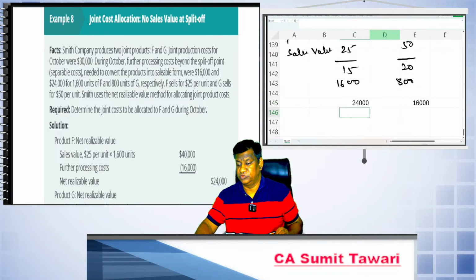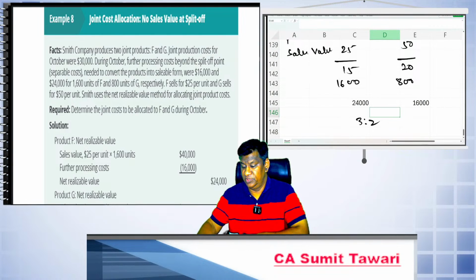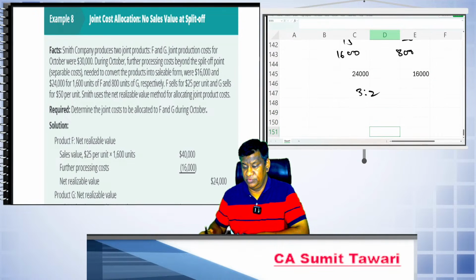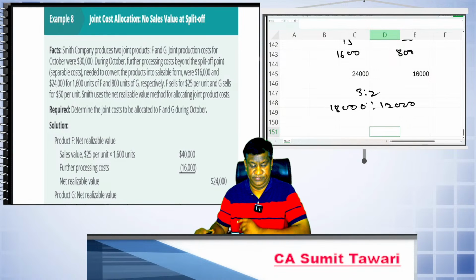So 24 is to 16, that means 3 is to 2. That would be my ratio. The 30,000 we need to split into 18,000 and 12,000. That would be my joint cost.